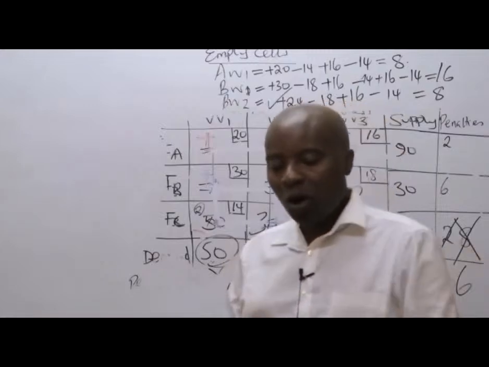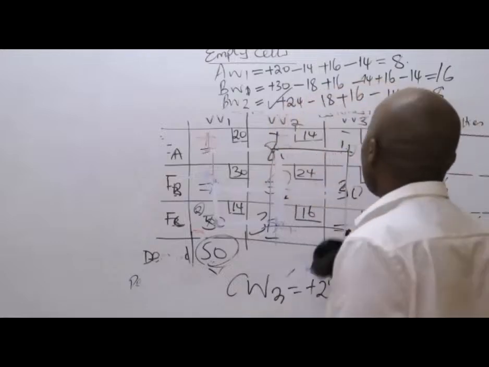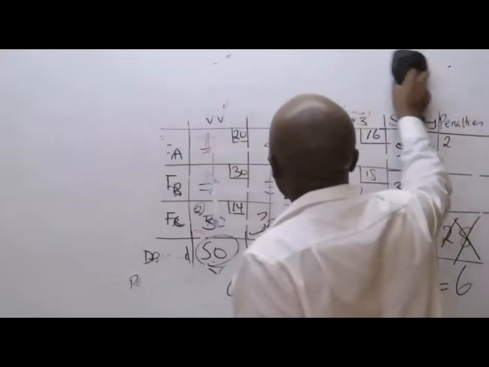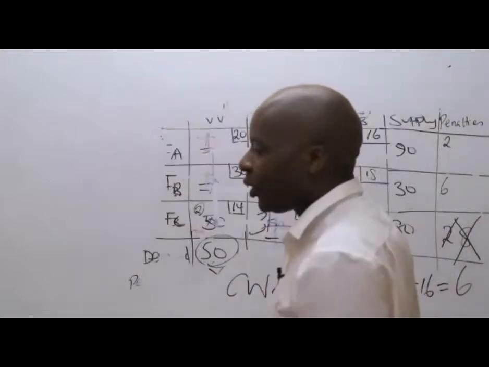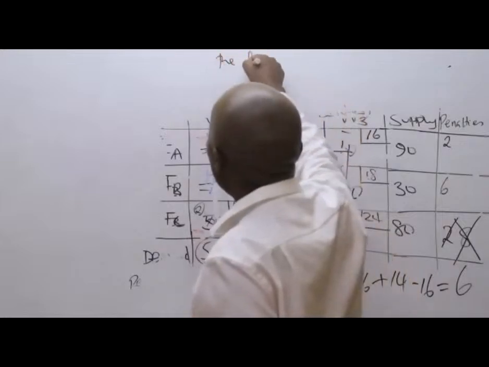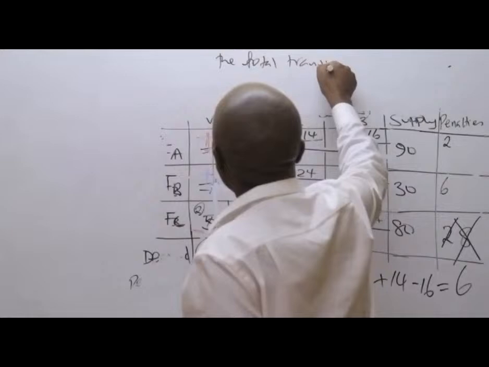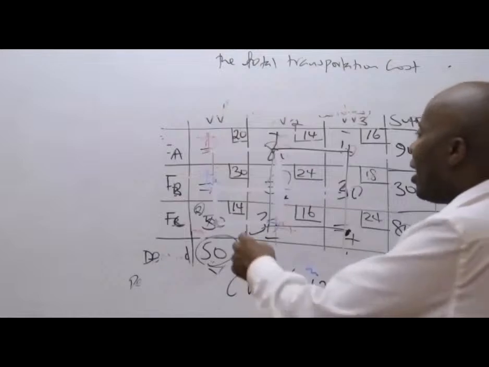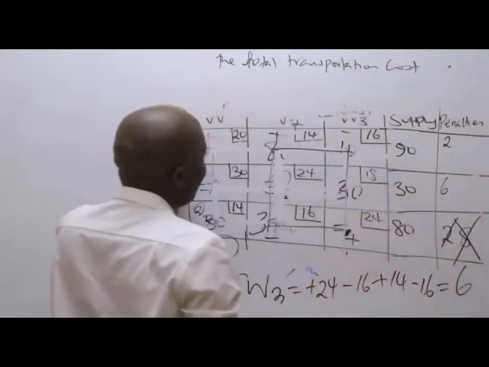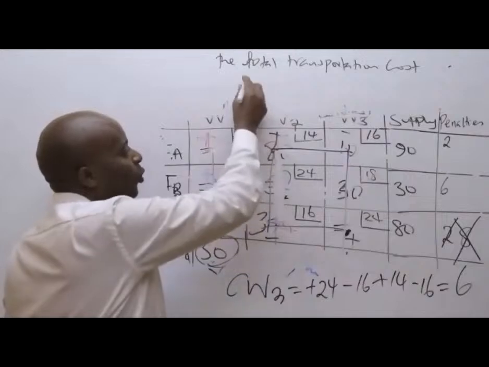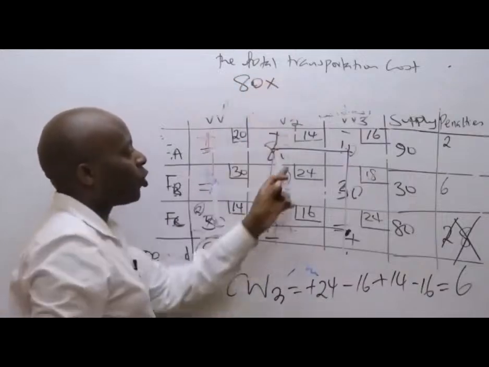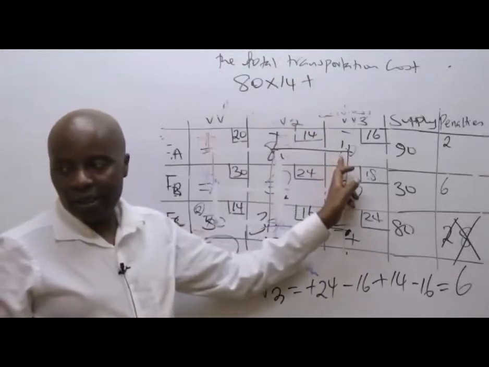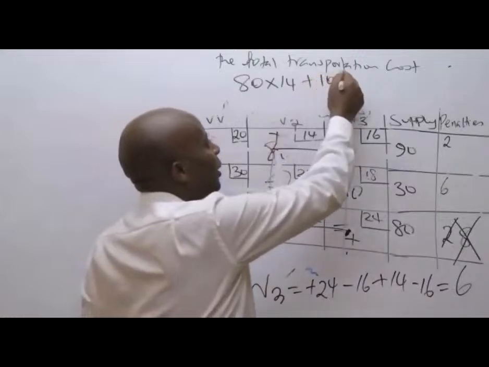And therefore, the total transportation cost will be equal to what here? I've taken how many units here? I have A to W2. A to W2, I took 80 units. And I know that each unit is costing me 14. Plus, we've taken 10 units to this cell. So plus 10 times 16.